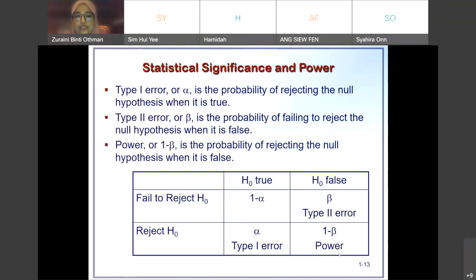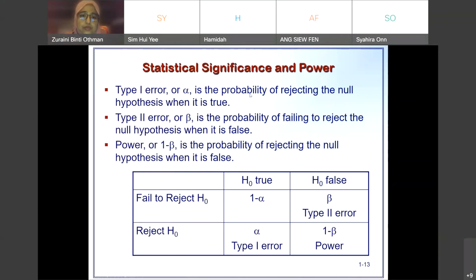Then for statistical significance and power. In statistical significance, we have type 1 error, type 2 error, and power. What is type 1 error? Type 1 error, we represent it as alpha. Alpha is type 1 error.